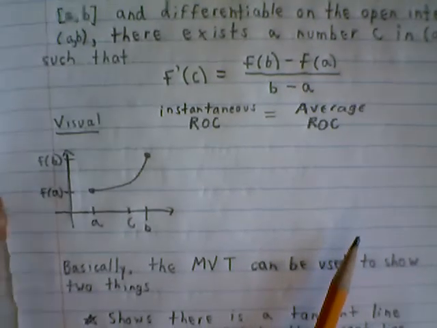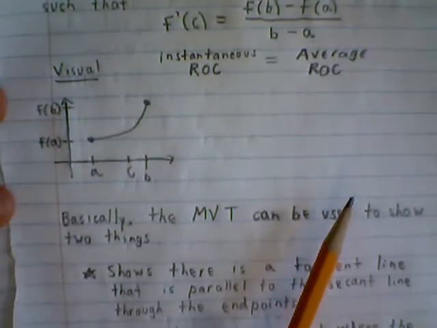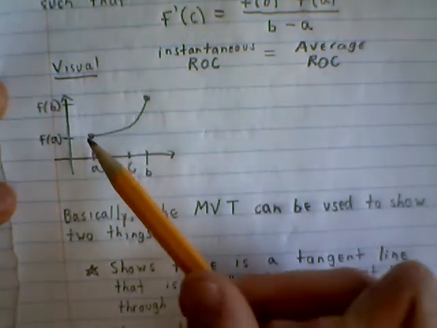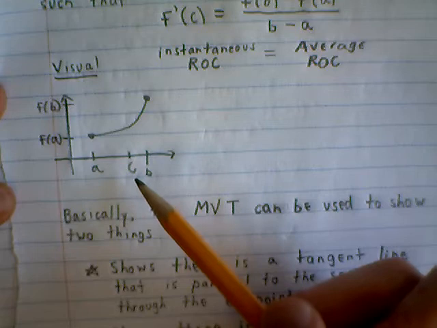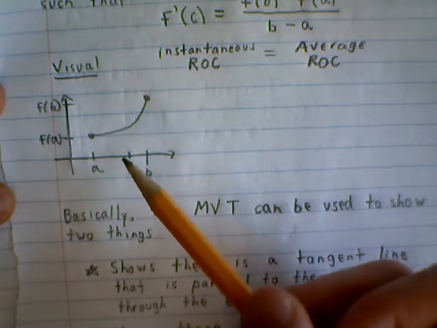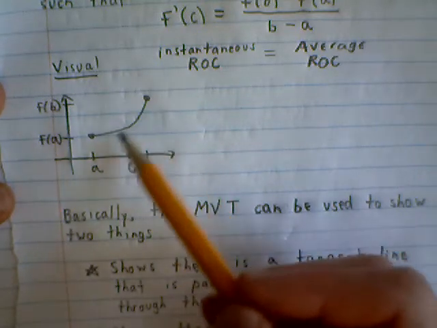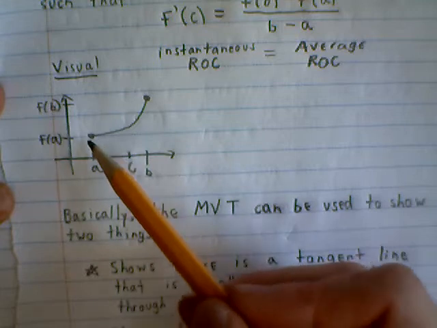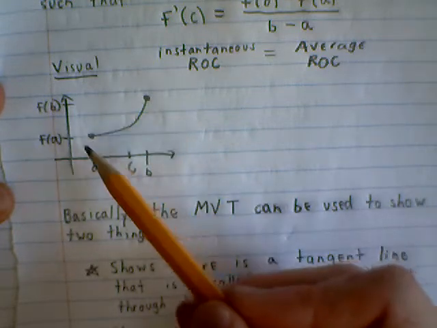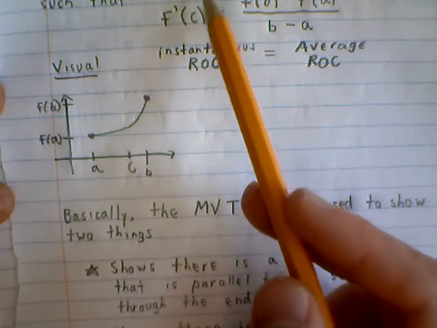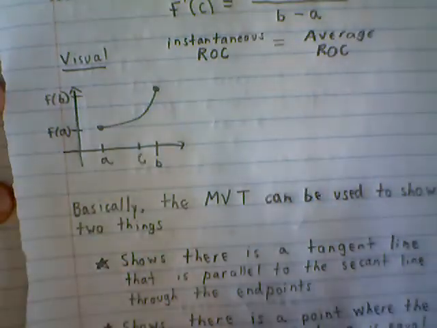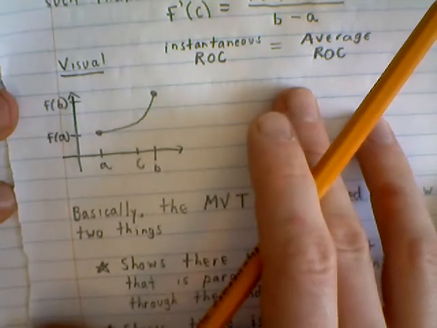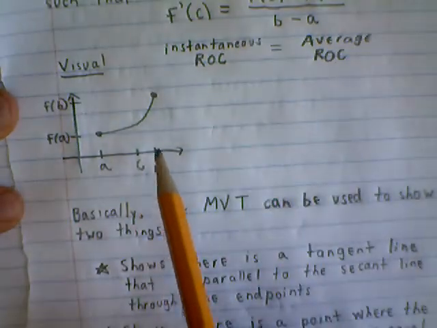Now, I need to give you a visual on this so it makes more sense. All right, so here's a function that's continuous on the interval [a, b]. There's no holes, asymptotes, or sharp turns. And it's continuous. All right, continuous means there's no holes, asymptotes, or jump discontinuities. It's differentiable because there's no sharp turns or cusps and discontinuities. So it's continuous and differentiable.